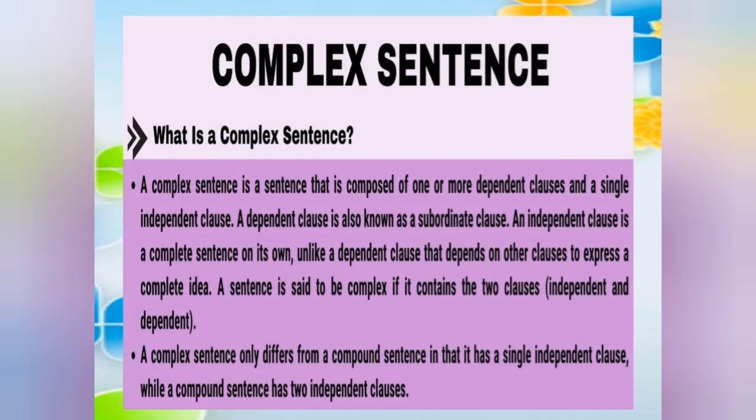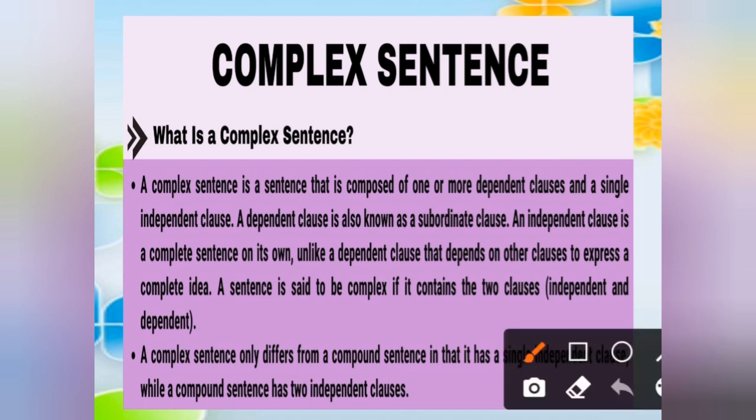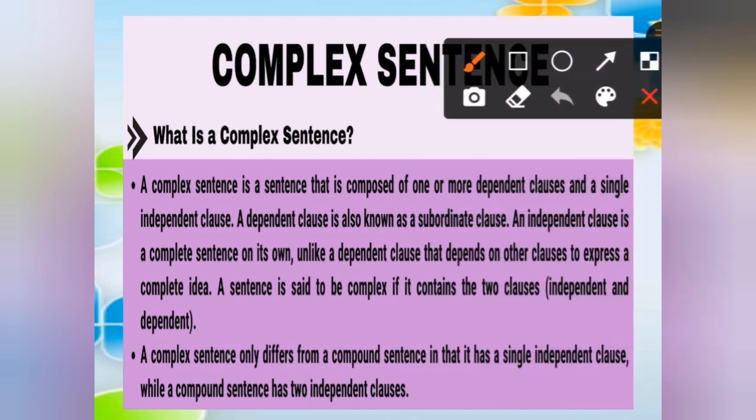Second one: a complex sentence only differs from a compound sentence in that it has a single independent clause, while a compound sentence has two independent clauses. It is telling the difference: in a compound sentence we have two independent clauses, and in a complex sentence we have one independent clause. This is the major difference between both the sentences. Now just see the next one.